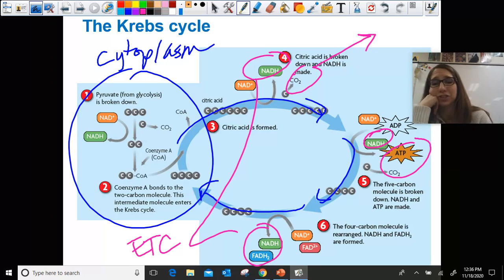ATP is just done as it's produced. So you get lots of different things coming out of the cycle, and because it's a cycle, it's just going to be a continuous process that will continue to occur as long as we have the ability to do it, okay?